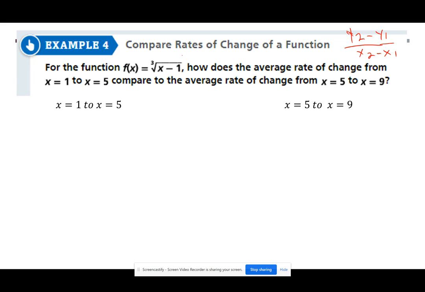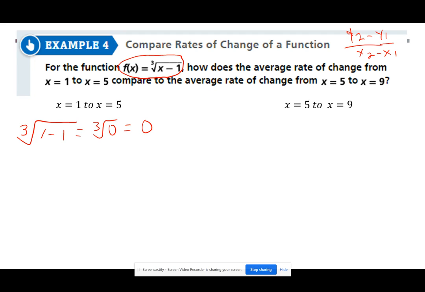Okay. This one we have the function, the cube root of x minus 1. And we want to find the rate of change between 1 and 5 and 5 and 9. And we're comparing the two to see which one is greater. So we're going to do two pieces for this one. Let's do x equals 1 and x equals 5. So if I substitute those in, and I say the cube root of 1 minus 1, I'm just substituting in x equals 1. Well, that's really the cube root of 0, which is 0.